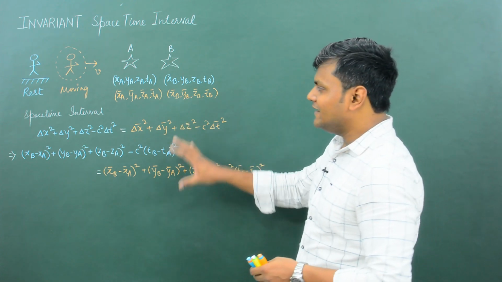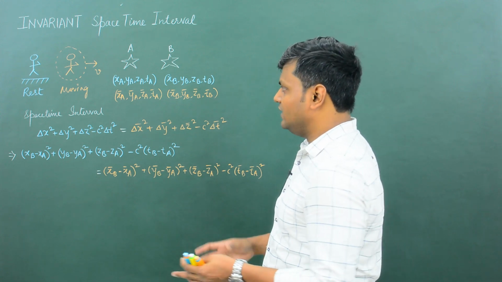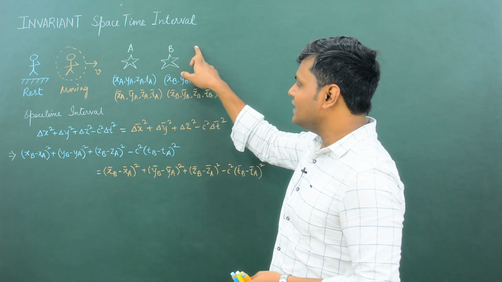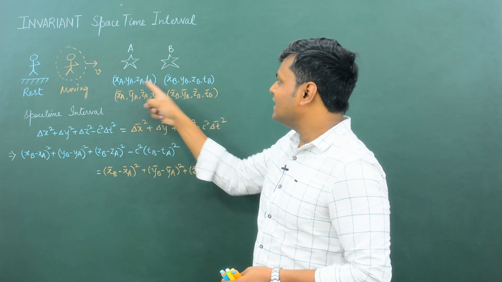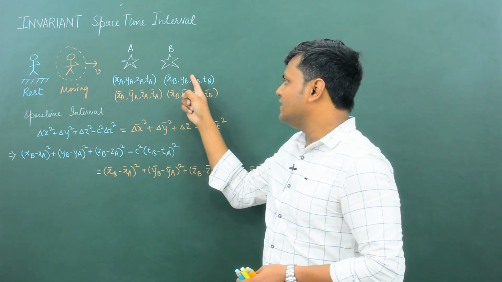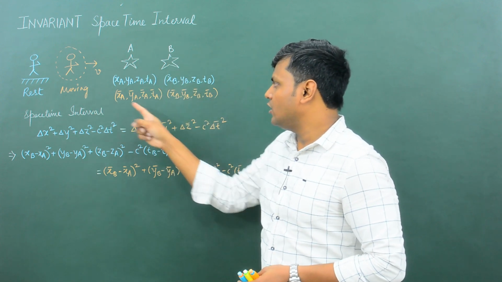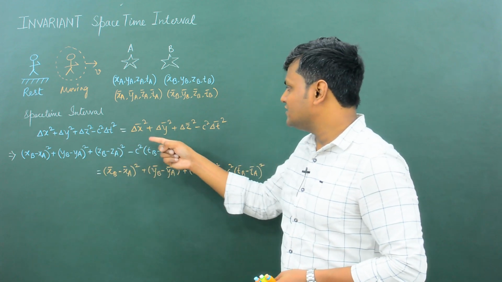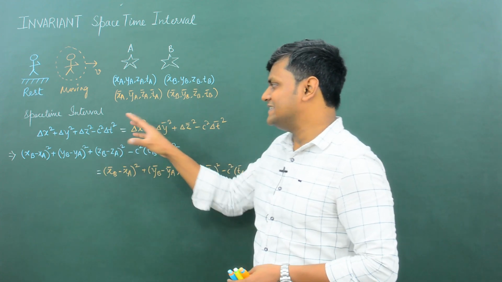Okay, so I have written it in a somewhat detailed fashion just so that there is clarity. For a rest observer and a moving observer, if there are two physical events, and the coordinates of the physical events for the rest observer are these and the coordinates for the moving observer are these, then the space-time interval for the rest observer and the space-time interval for the moving observer are exactly equal.